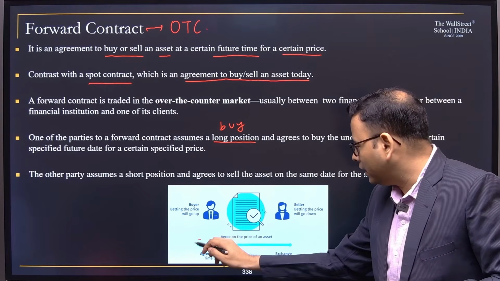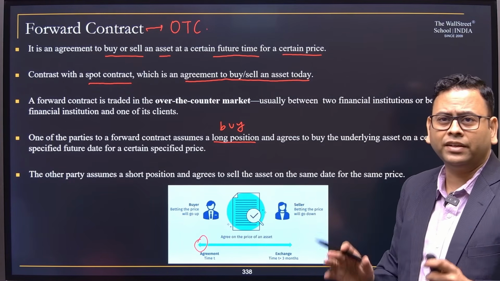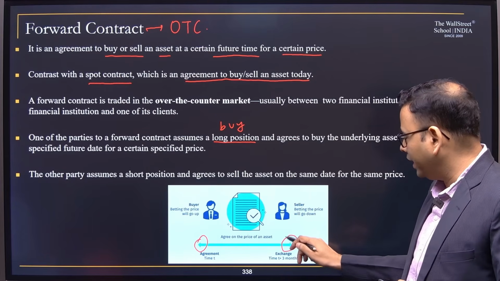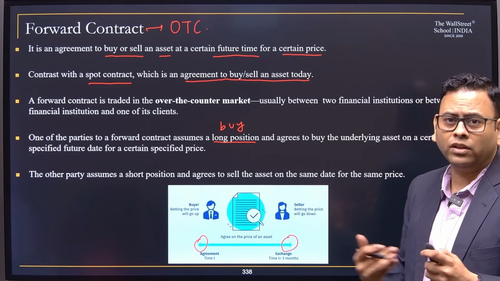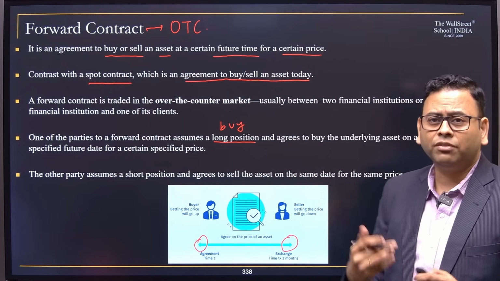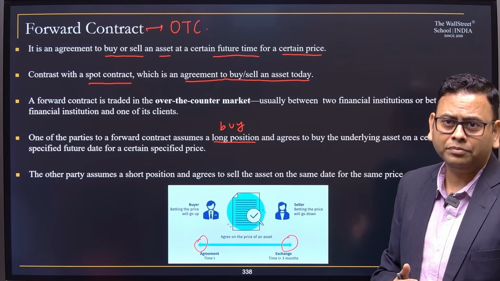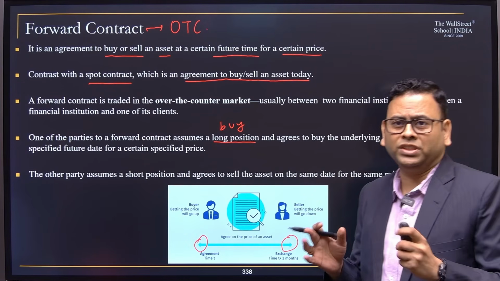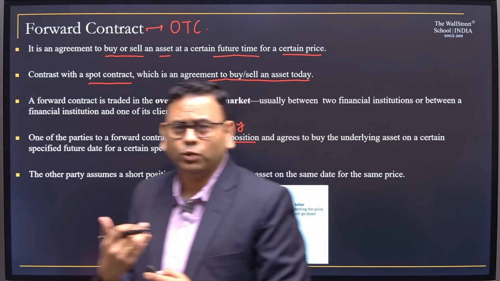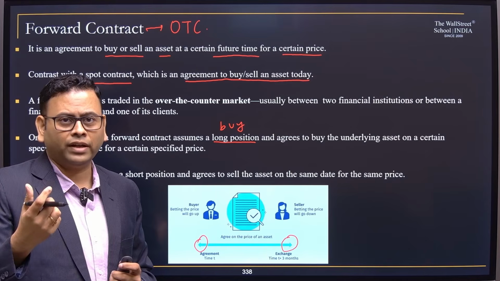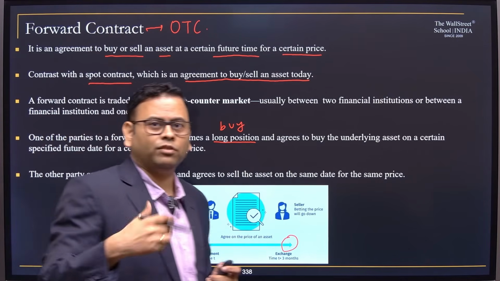You agree at a certain date, at a certain price, and on that given future date, you settle the contract, and whatever is the differential price, that differential is settled. So, a forward contract is mostly settled in cash, which is nothing but the difference between the contract price which you have mentioned in the forward contract versus the spot price at a future date.